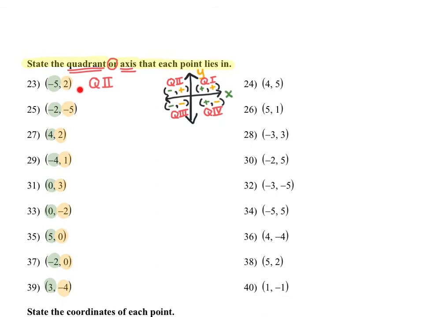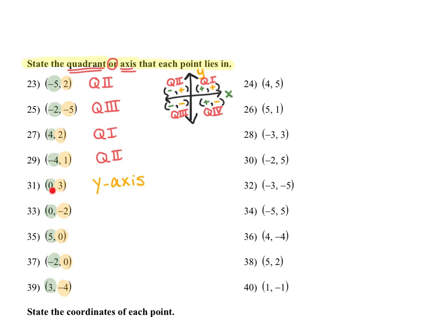So number 23, point (-5, 2), would fall in quadrant 2 because the x value is negative and the y value is positive. On number 25, the point (-2, -5) would fall in quadrant 3 because the x value is negative and the y value is negative. For problem number 27, (4, 2) would fall in quadrant 1 because both x and y values are positive. Number 29, (-4, 1) would fall in quadrant 2 because the x value is negative and the y value is positive.